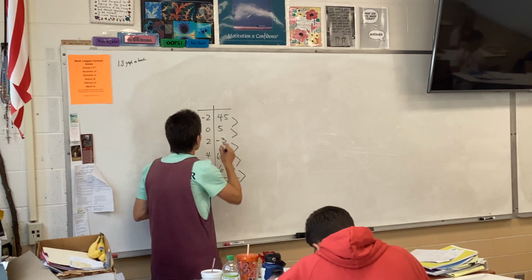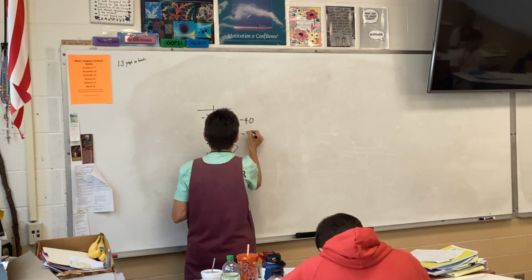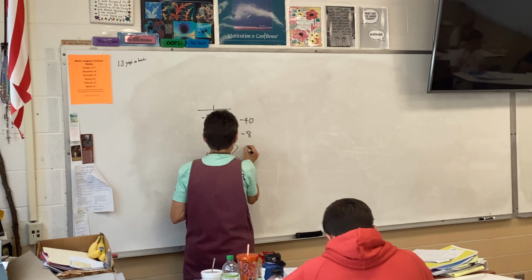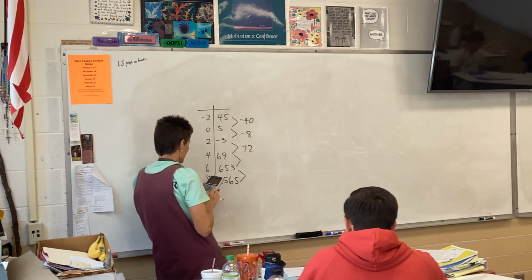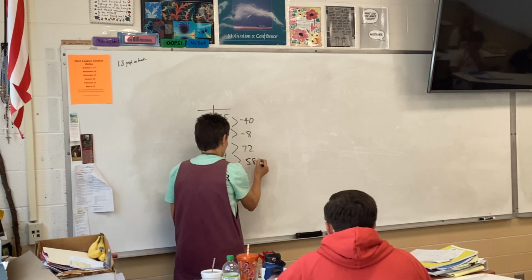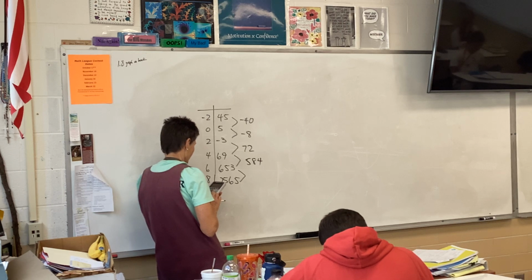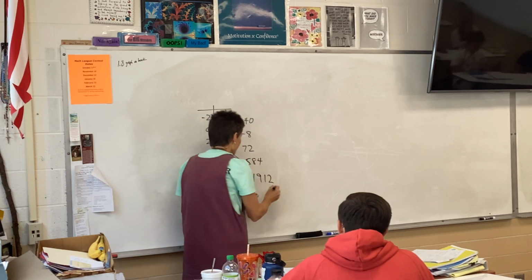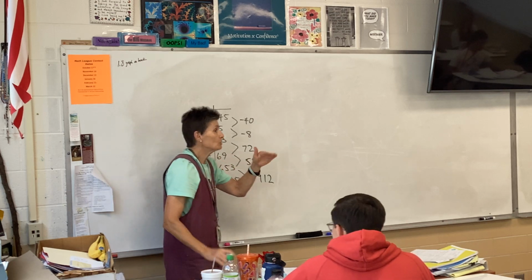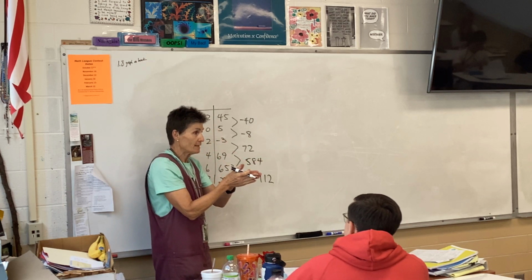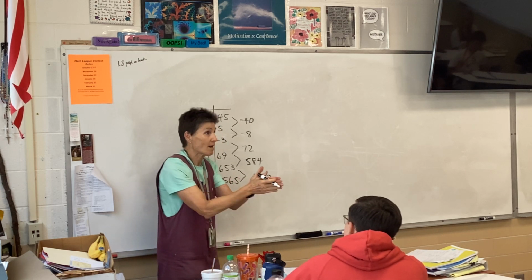Help me out here. This is going to be -40. This is going to be -8. This is going to be 72. Keep an eye on my arithmetic. Okay, are those numbers right, I hope? What conclusion can I make at this point? It is not linear. It's not first degree.